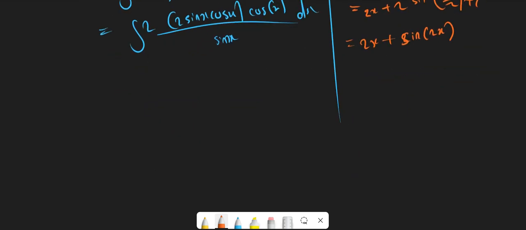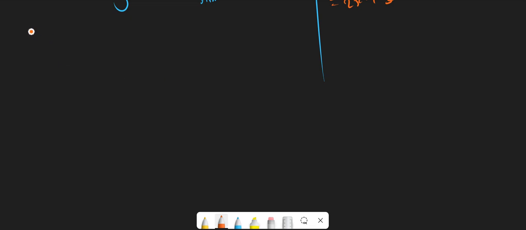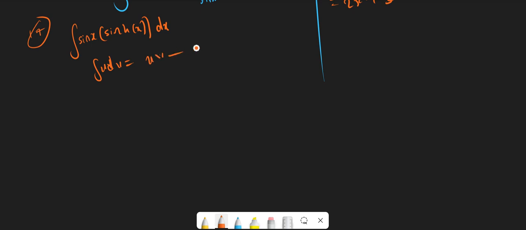Now let's look at problem 17 here. Problem 17 says we need to find the integral of sine x times the hyperbolic sine inverse, sinh inverse x, dx. Now we can use integration by parts, which says that the integral of u dv is equal to uv minus the integral of v du.